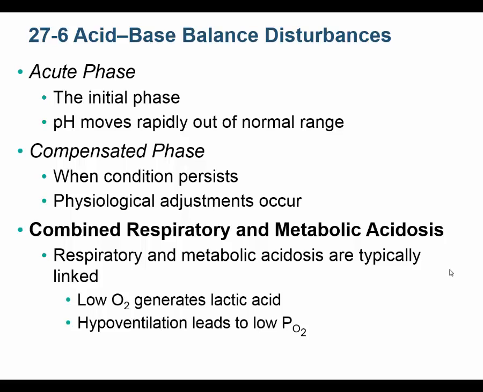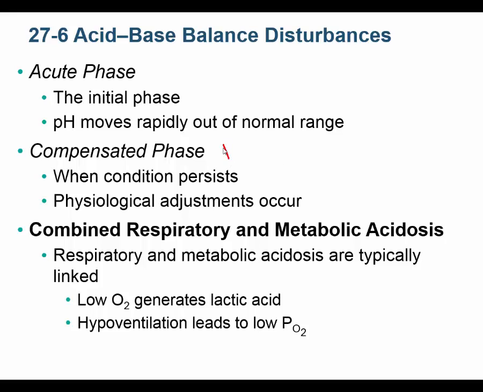All right, I do have to talk about different phases of these acid-base imbalances or disturbances. Because I have an acute phase, and this is when the pH moves out of normal range rapidly, but it can potentially be brought back into range through these compensation mechanisms we just talked about. All right, the respiratory and the renal compensatory mechanisms.